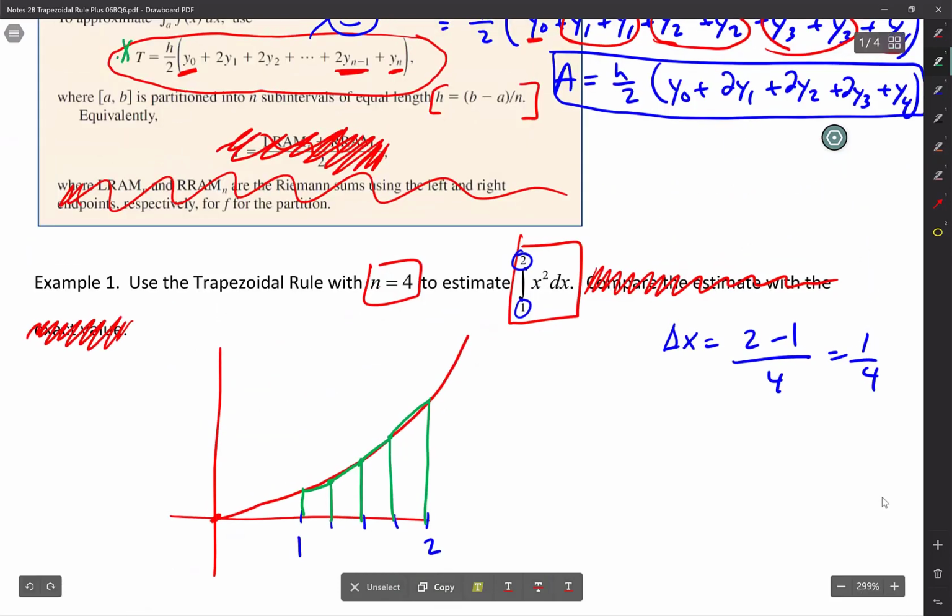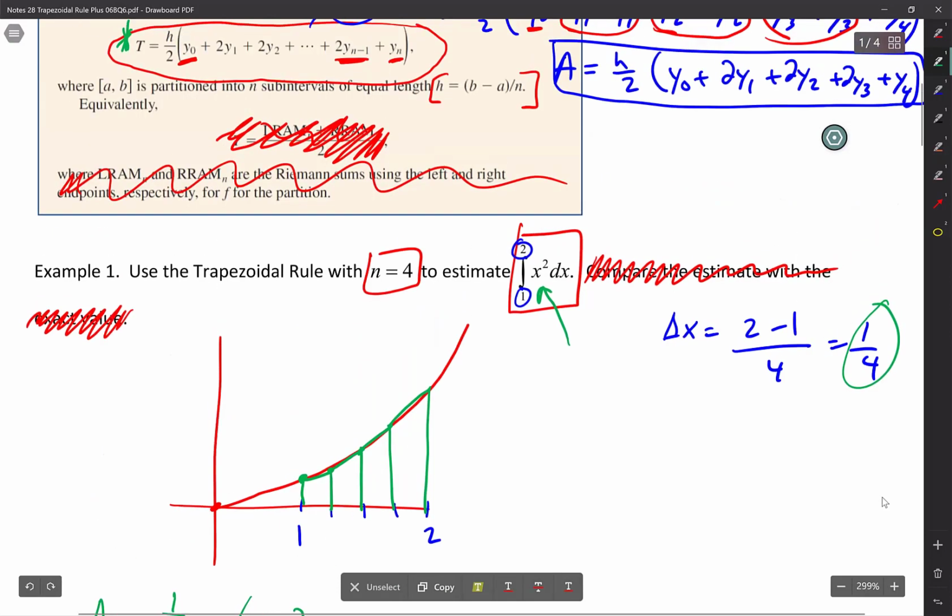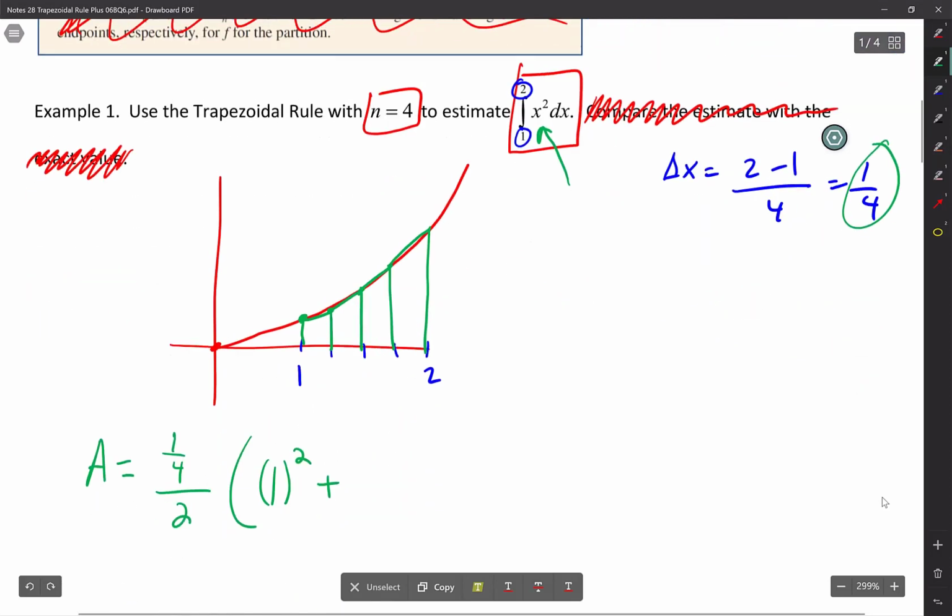So I'm gonna use this formula here. And I'm gonna say my area is, let's see, what's the height of each trapezoid? 1/4, and I'm gonna divide that by 2. So in a little bit, I'll write that as 1/8. And it's the first y value up here. That y value is dictated by the function x squared. So it's gonna be 1 squared plus, and it tells me to do 2 times y1. So I'm going to go 2 times the next one happens at 1.25, and I square it.